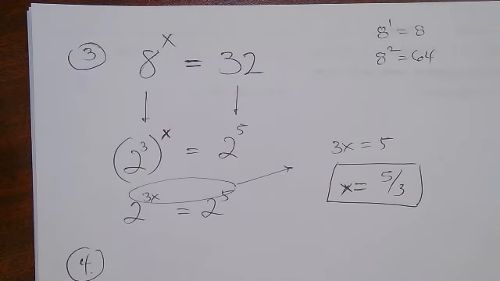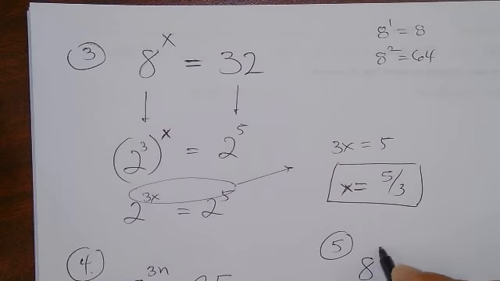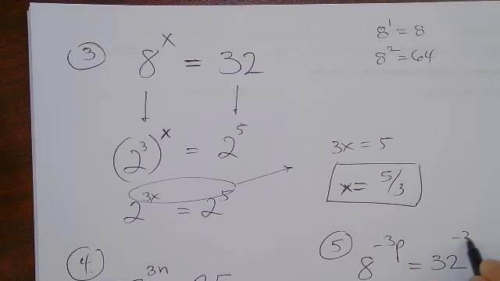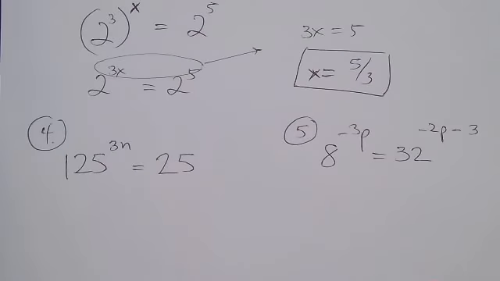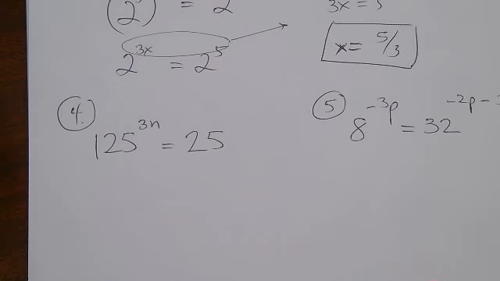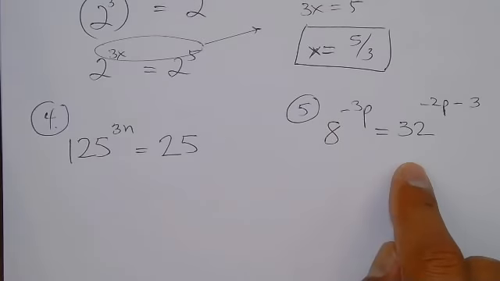Here's number 4. Oh gosh, I just erased it. Oh, this one's gonna be easy. I'll put 4 and 5. 125 to the power of 3n is equal to 25. I think you know what that's going to be. And here's number 5. Oh, sorry. Okay, here's 4 and 5. Let me give you a couple minutes to work on that. Okay, I'm going to do number 4.